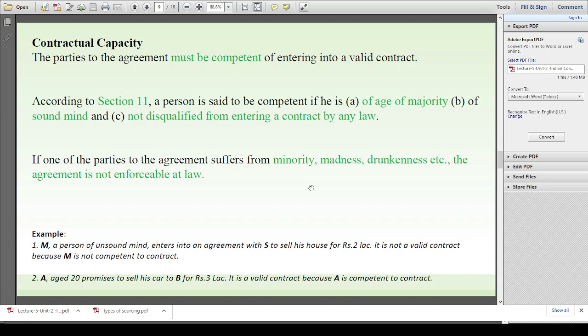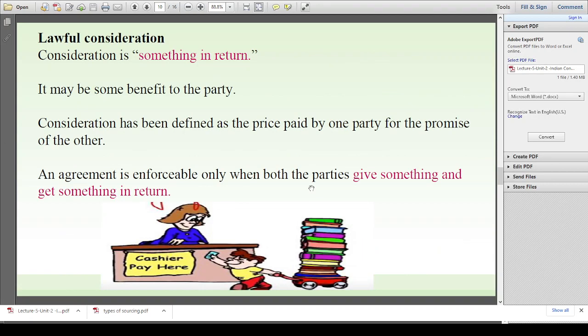So age of majority is 18 plus, then only we will consider a citizen as a major, right? Then sound mind and not disqualified by any law, right? If one of the parties to the agreement suffers from minority, madness, drunkenness, etc., the agreement is not enforceable at law. So he should be a normal person, and should be a major and not disqualified by any law. That is capacity. The next is consideration.